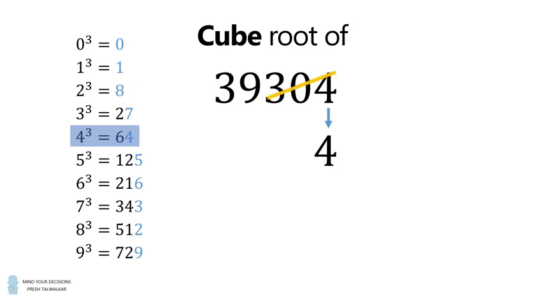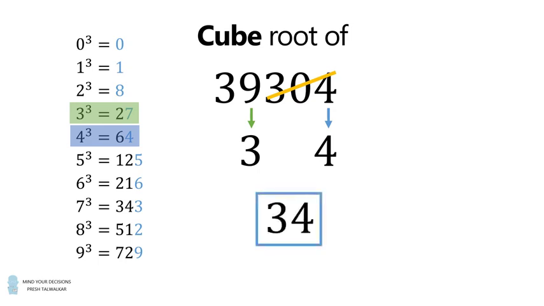We then cross out the last 3 digits. We look for the cube that's closest to 39 without going over. This will be equal to 3 cubed, which is 27. So we put a 3 here. Thus, the cube root of 39,304 is equal to 34.